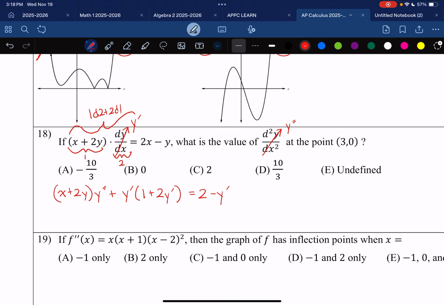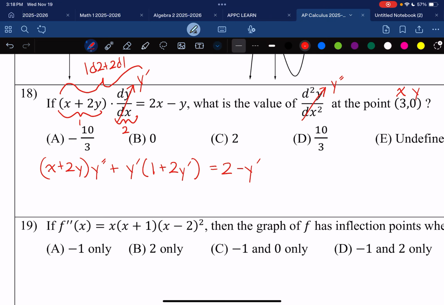I said it before and I'll say it again: as soon as you can, you want to plug in your x and y coordinates for these types of problems to make your life as easy as possible. So let's see what happens when I start plugging in my x and y's. I get my 3 here, this is a 3 plus 2, and my y coordinate is 0.